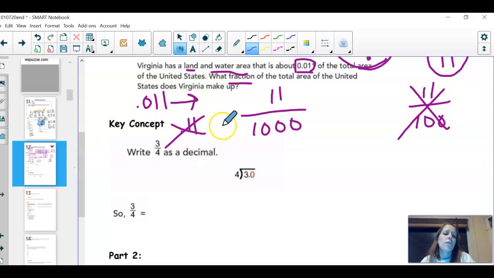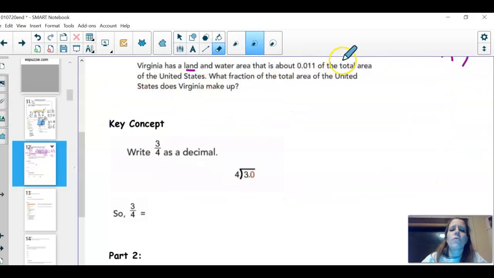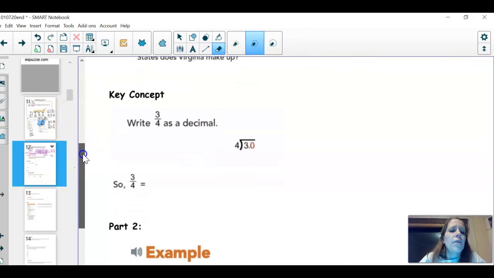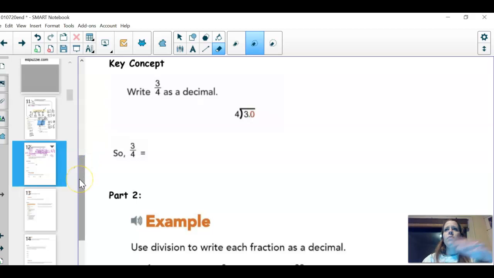Pero a veces yo necesito cambiar una fracción a un decimal. But sometimes I have to change a fraction to a decimal. So let's go ahead and see how to do that. I'm going to erase this because there's so much information. Okay, now let's look at this one. It says write 3/4 as a decimal.